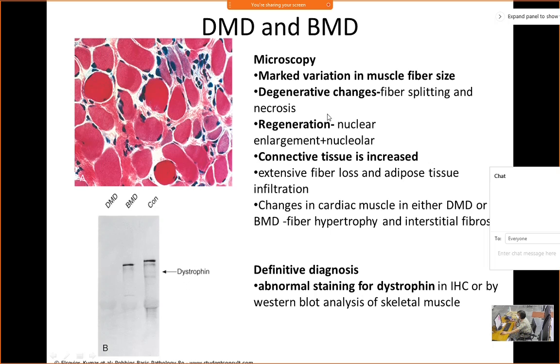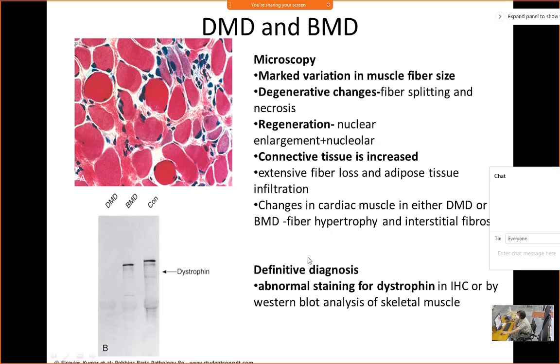Okay, so these are the biopsy findings: marked variation in muscle fiber size, degenerative and regenerative changes, meaning that there can be nuclear enlargement with fiber splitting. Connective tissue is increased. These points which I have marked in bold, please remember this much, it is more than enough. Marked variation in muscle fiber size, degenerative and regenerative changes, and increased connective tissue. Okay, so these are the points you should remember on microscopy.